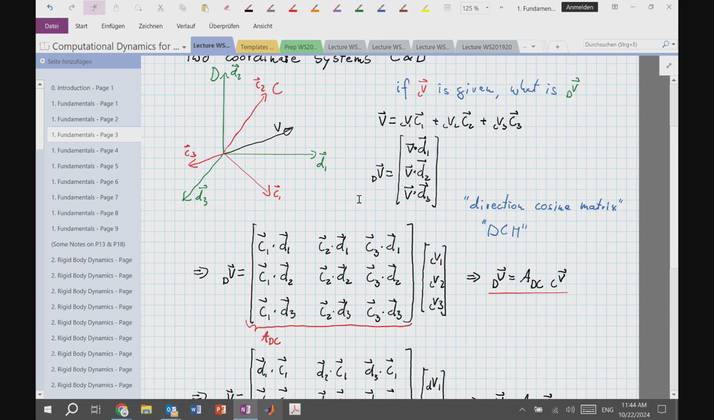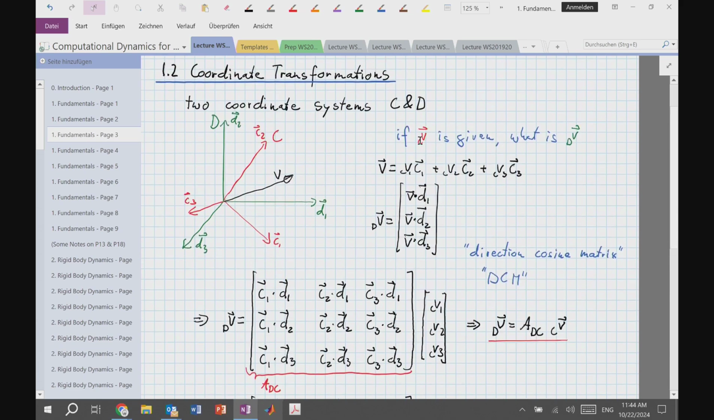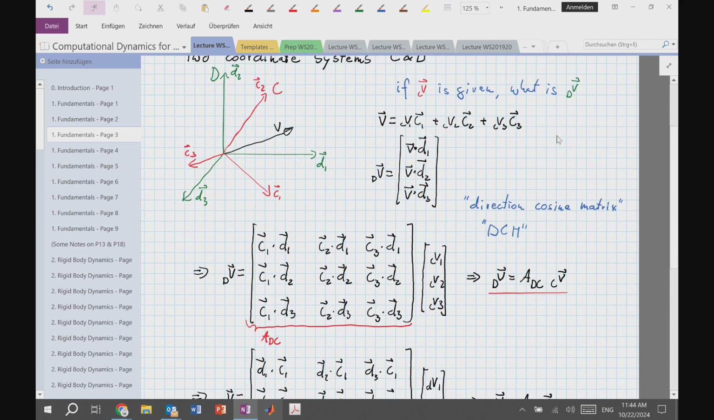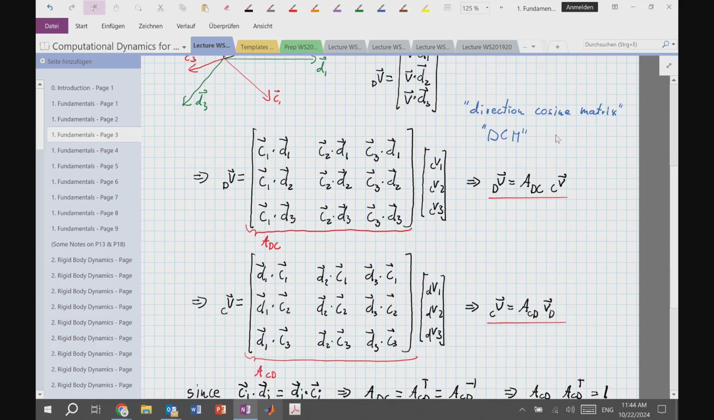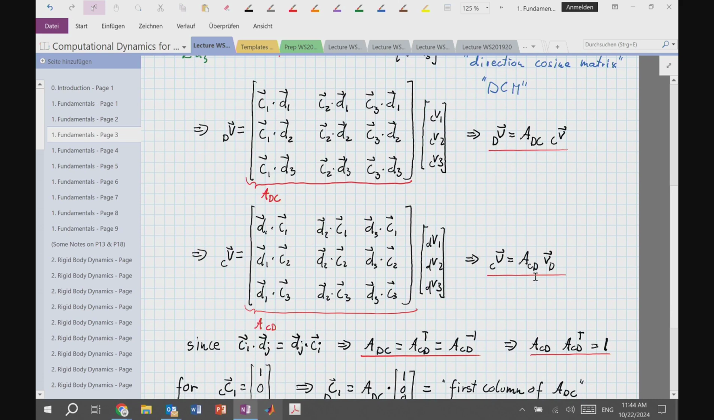If I want to do the opposite, I have my numbers given in the D coordinate system, and I want to know what are the numbers that represent this vector V in the C coordinate system. I could go through the exact same process. The only thing that would change is that every time where I had a C up here, I now have a D, and vice versa. So these two expressions are exactly the same, just that I flipped the roles of C and D, which now gives me the back transformation.